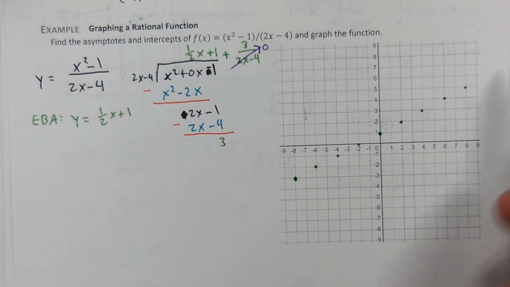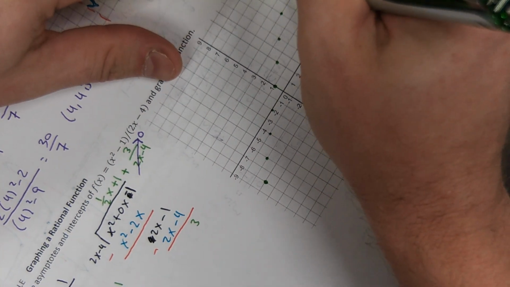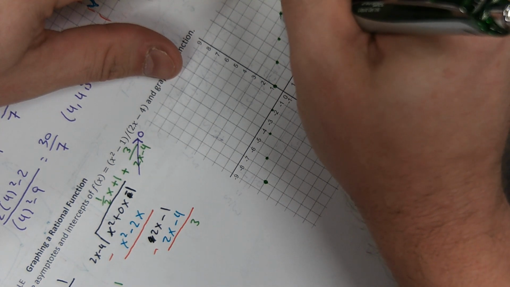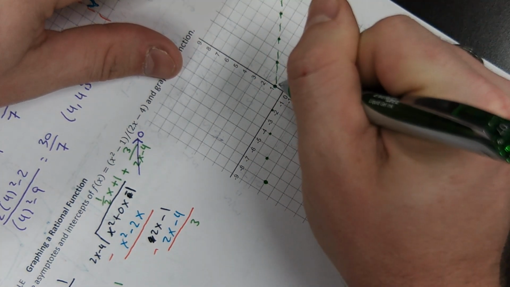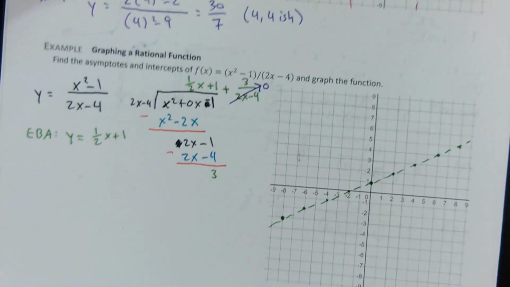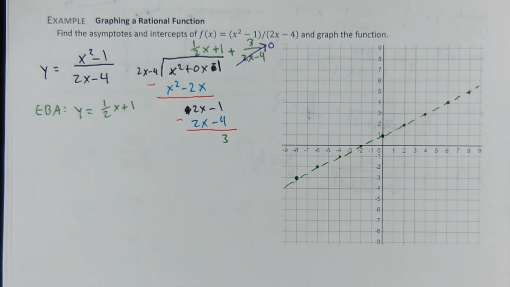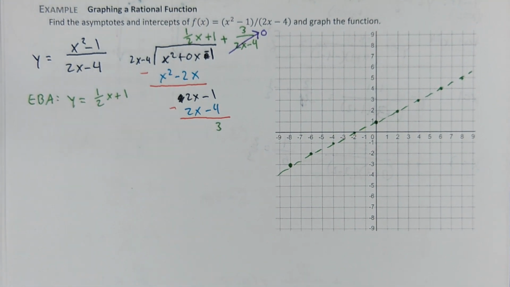Now connect these dots to the best of your ability. I'm just going to turn the paper sideways because I do better when it's like that. There. We have our end-behavior asymptote. To find the rest of the information about this function, though, we're going to need to factor everything that factors.